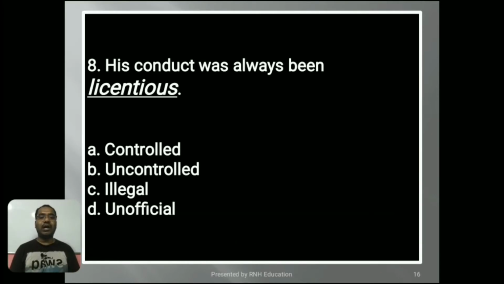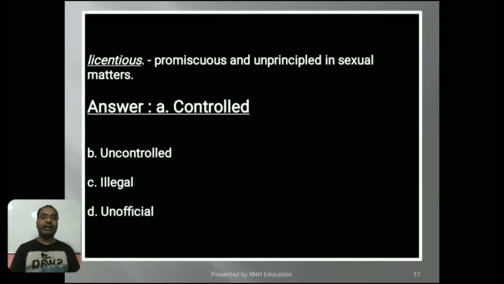His conduct was always been licentious. Okay, licentious. And the options are A controlled, B uncontrolled, C illegal, and D unofficial. Now check the solution. At first take the word licentious. Licentious is promiscuous and unprincipled in sexual matters. Okay, so the right answer should be controlled. Actually licentious means uncontrolled or unprincipled. So the right answer should be option A, that is controlled.